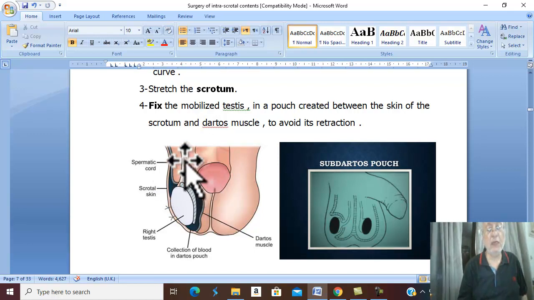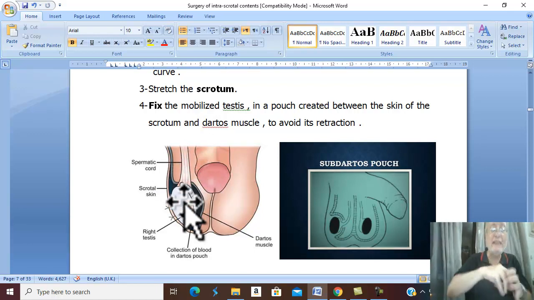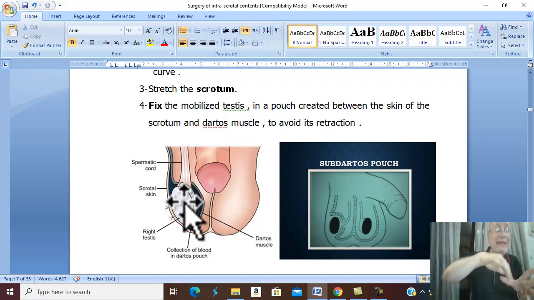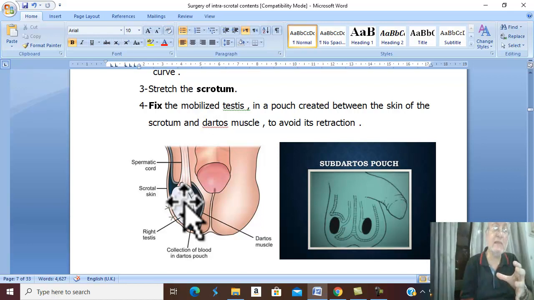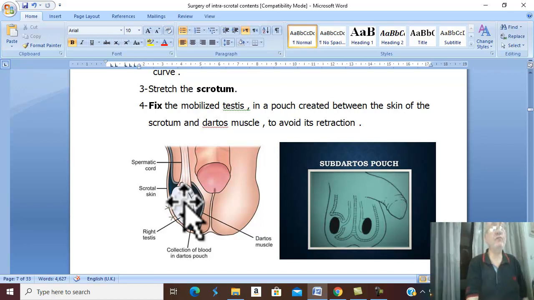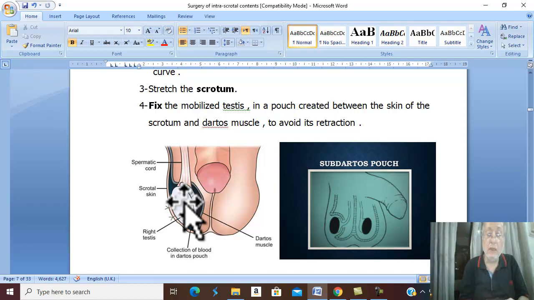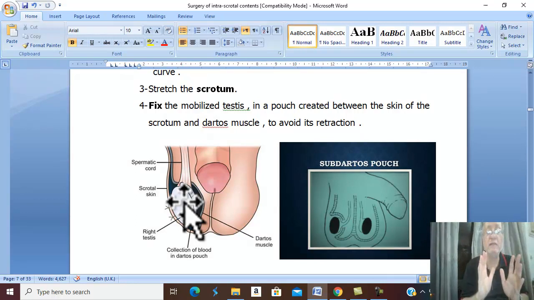Sure, before we put the testis in the scrotum, we should stretch the scrotum. Stretch the scrotum to create a space which can accommodate the testis. This is a treatment for low undescended testis. Through inguinal incision, we descend the testis into the scrotum and fix the testis.